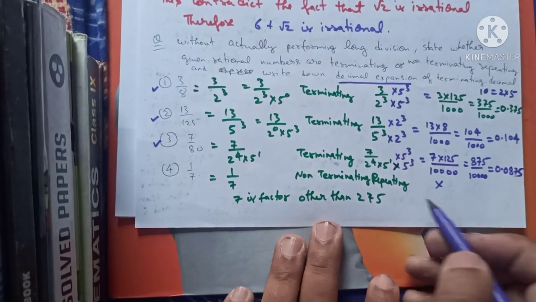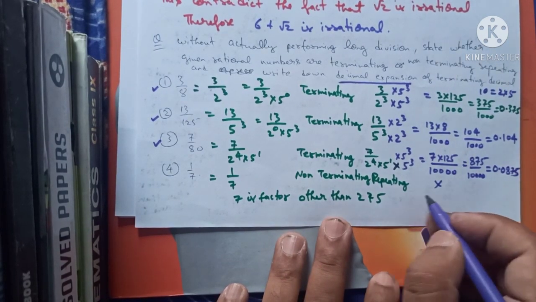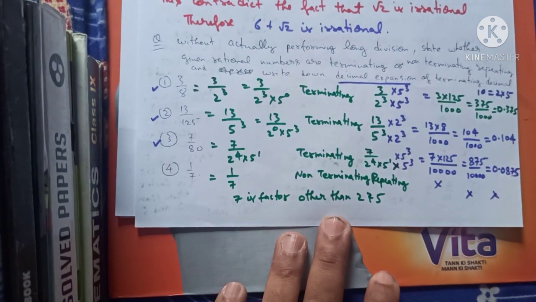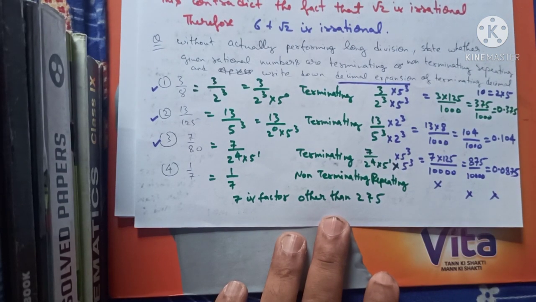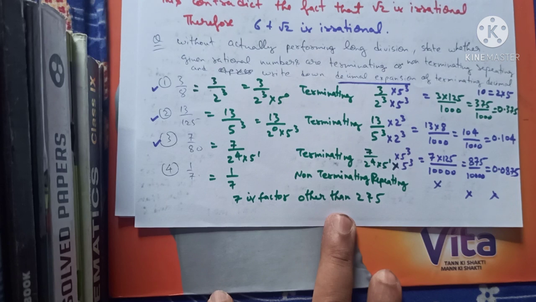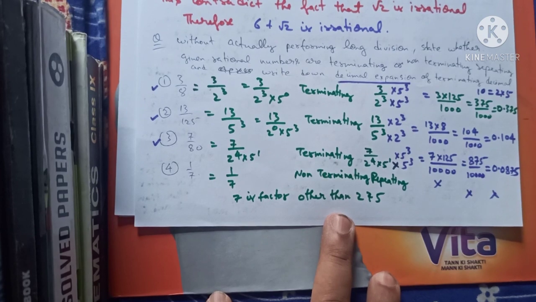Okay, and the last one cannot be expressed as a terminating decimal expansion. So hope you have understood it. In this exercise there are two types of questions only. The first type is that we have to test, without performing long division, whether the given numbers are rational or irrational. Secondly, we have to write down the decimal expansion of the terminating decimal.